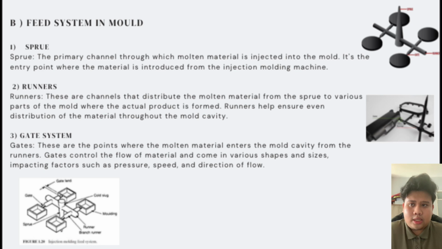Gate system. These are the points where the molten material enters the mold cavity from the runners. Gates control the flow of material and come in various shapes and sizes, impacting factors such as pressure, speed, and direction of flow.